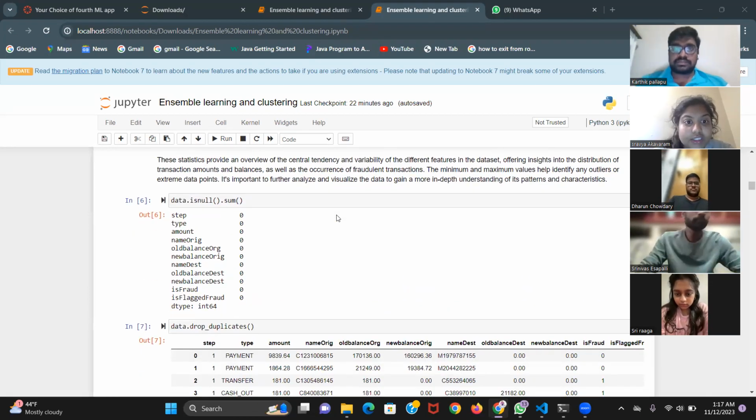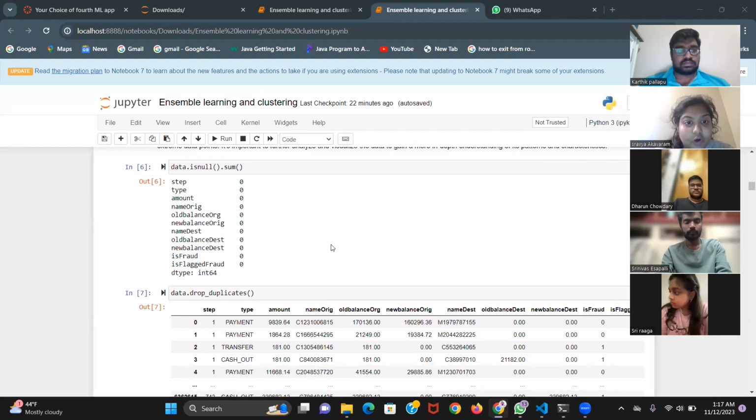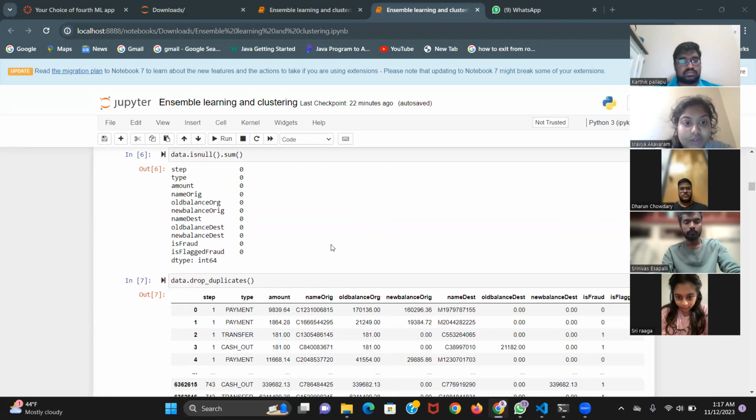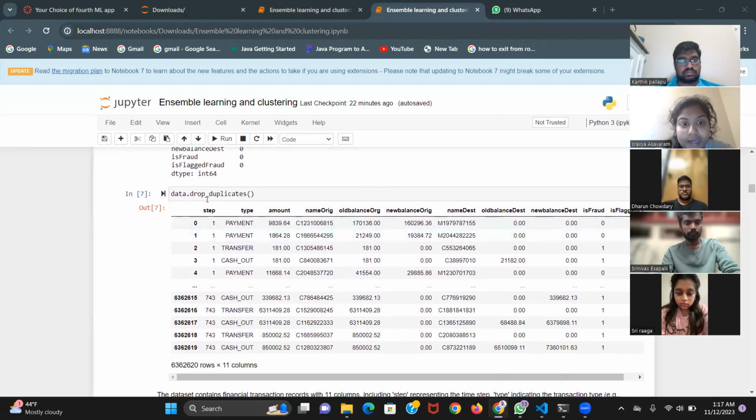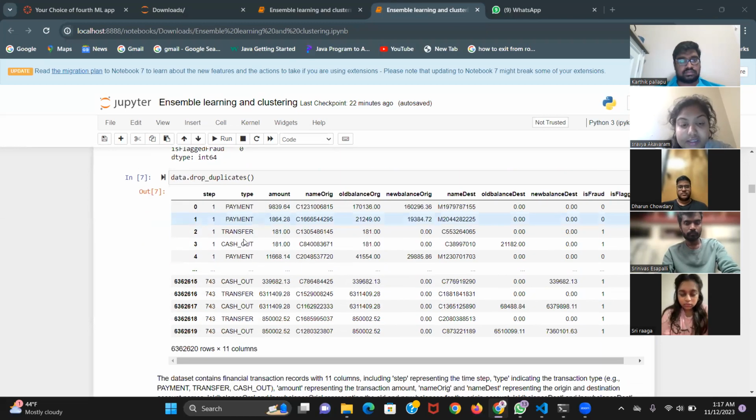And the data dot isnull dot sum, we can see the columns and all the isnull values are 0. And then the duplicates of that data is represented in this output.